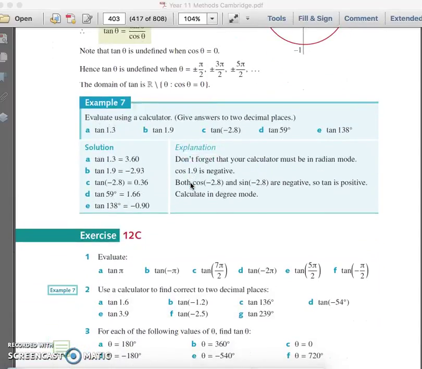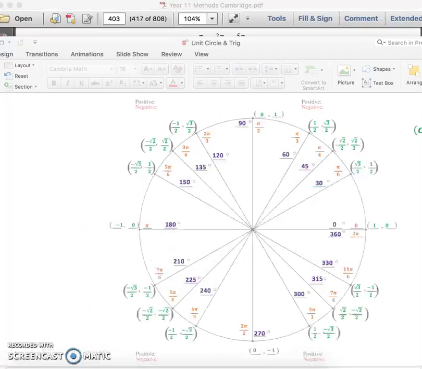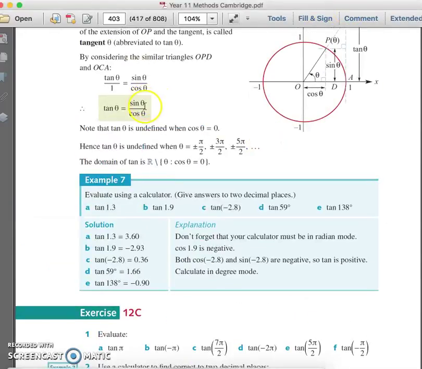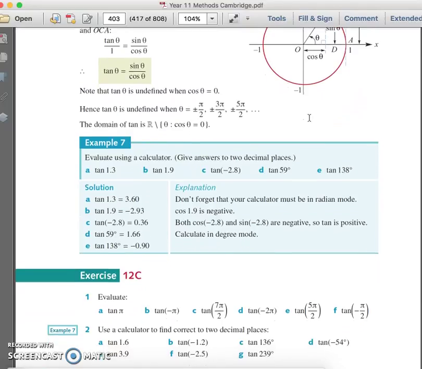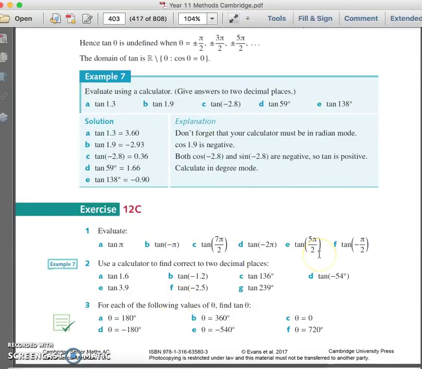So we are looking at finding these values. Now see if you can do these without a calculator. For example, tan of pi. So to do that, you would be looking at the fact that at pi, cos is -1 and sine is 0, and tan is sine divided by cos, so your answer is going to be 0 divided by -1, which is 0. So you can work those ones out using your unit circle, please.